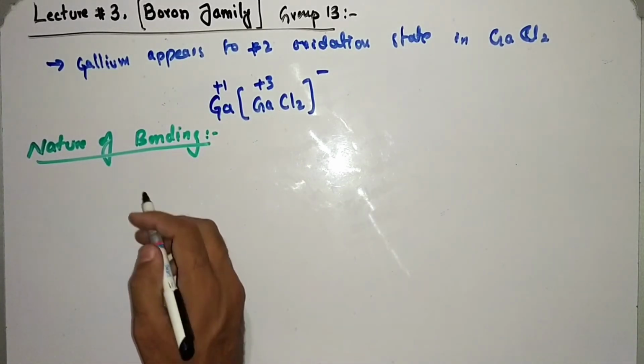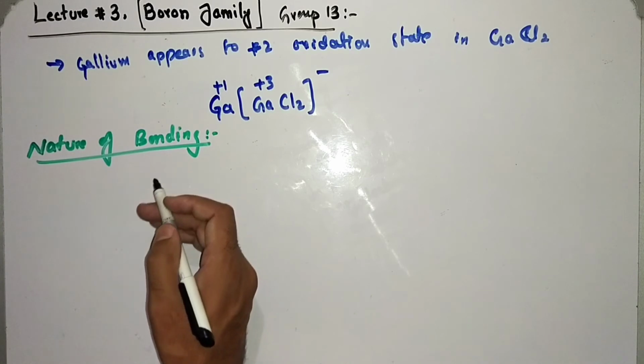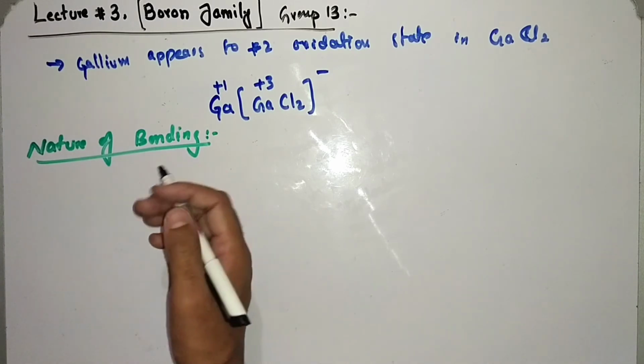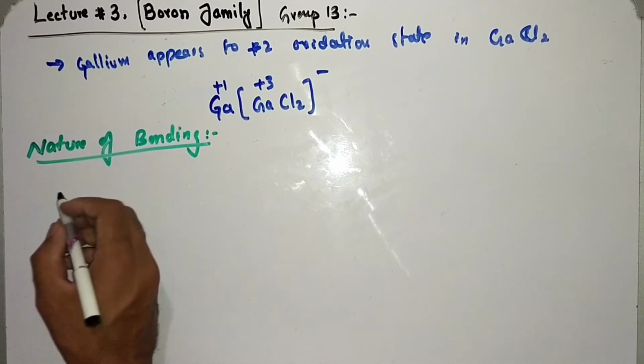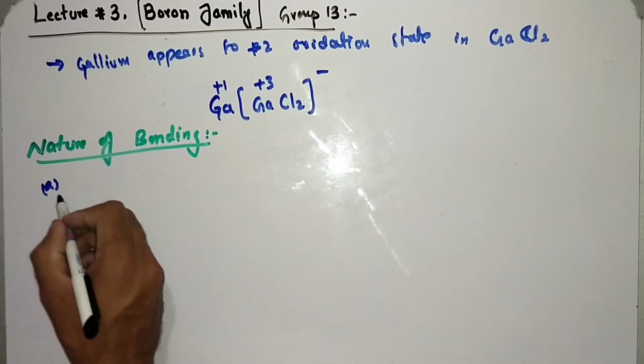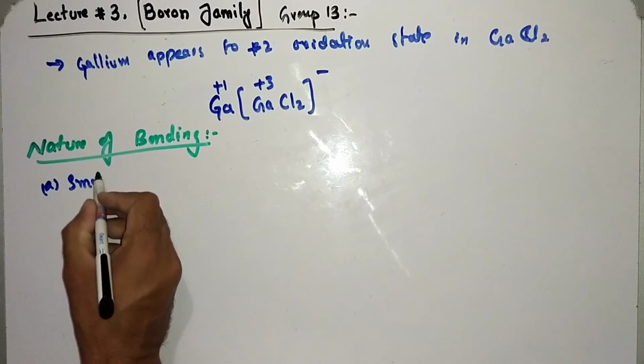So now I am showing you some points. These points will suggest that these bonds are covalent. The first point is the small size of the ion.